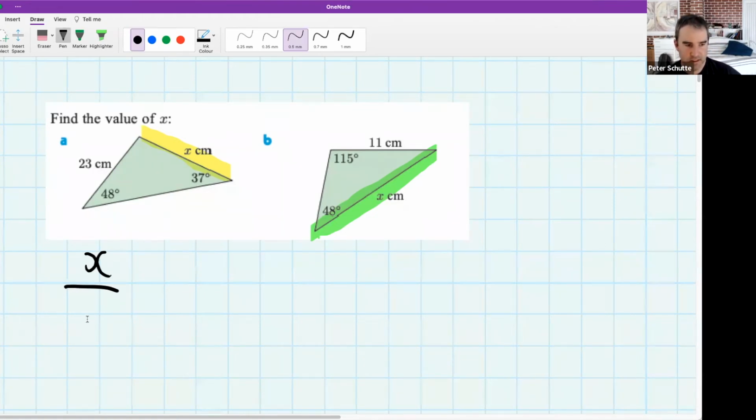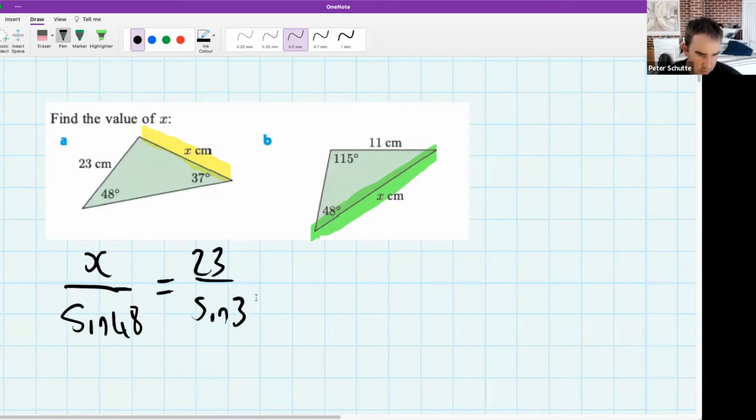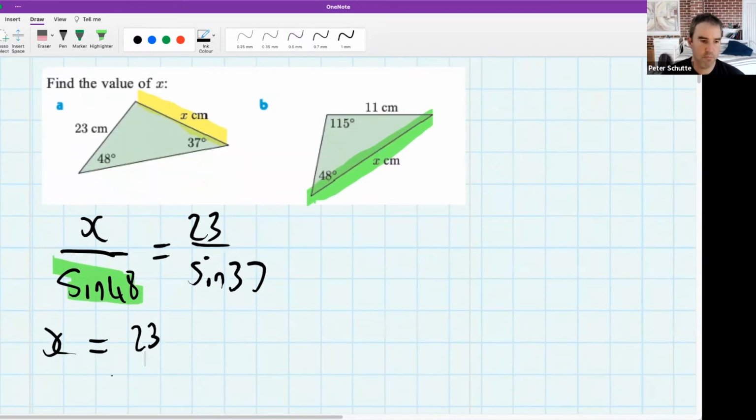Okay. So I said x over sine 48, which will equal 23 over sine 37. So then to cancel and get x alone, I times each side by sine 48. So you times both sides and it knocked out the one on the left. And then in the notes, I said x equals 23 over sine 37, times sine 48.